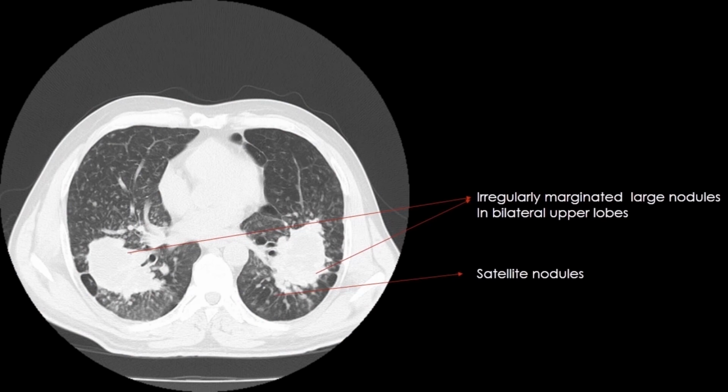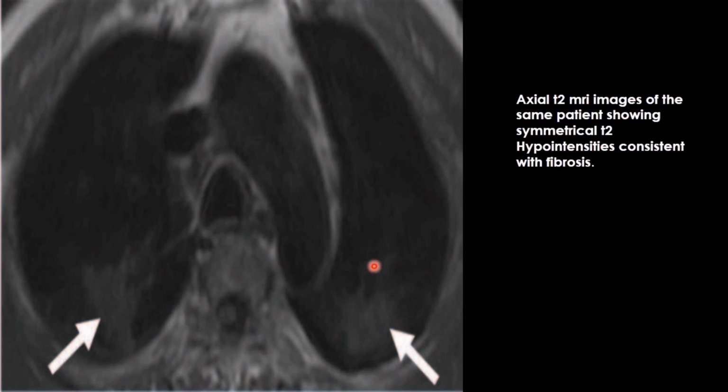This is an axial CT lung window in a patient with coal worker pneumoconiosis, where you can find bilateral irregularly marginated large nodules in the bilateral upper lobes, together with tiny satellite nodules in the bilateral lung fields. MRI in the same patient is showing symmetrical T2 hypointensities, which is consistent with fibrosis.